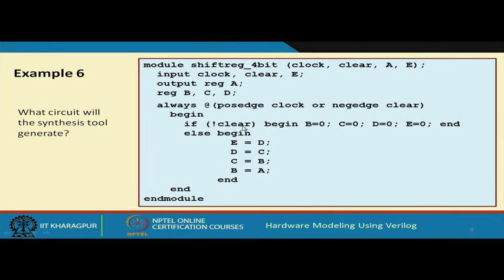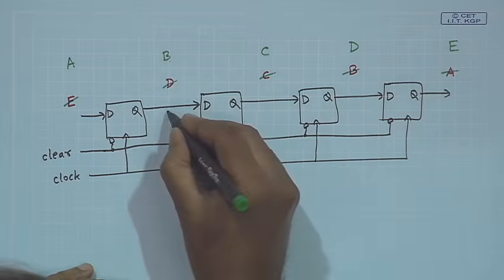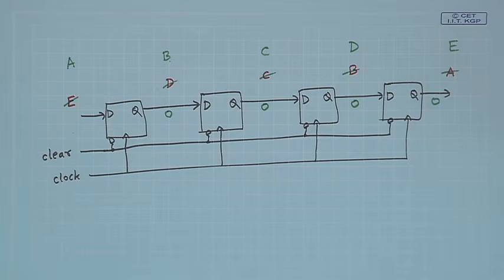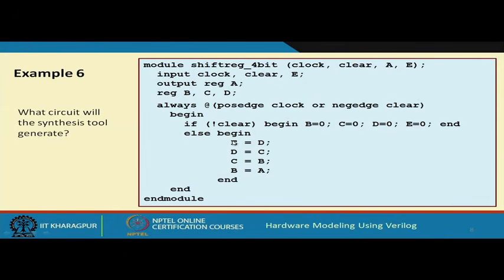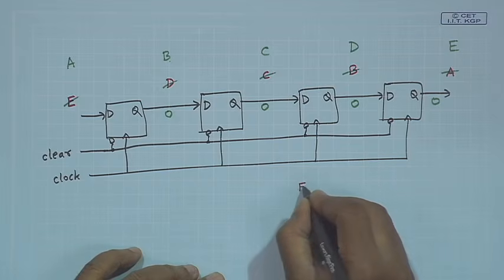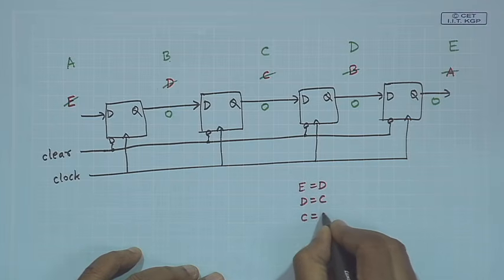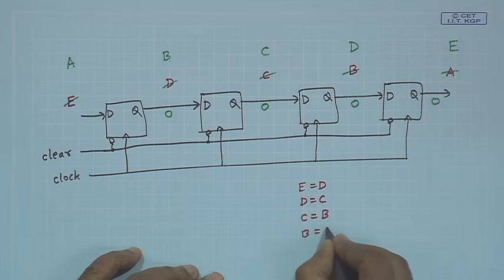If clear is 0, if not clear, in this beginning block you clear B, C, D, E to zeros. There are 4 flip flops B, C, D, E, you initialize them to all 0, 0, 0, 0. Else, the clock has come, and you are writing 4 things: E equal to D, D equal to C, C equal to B and B equal to A.